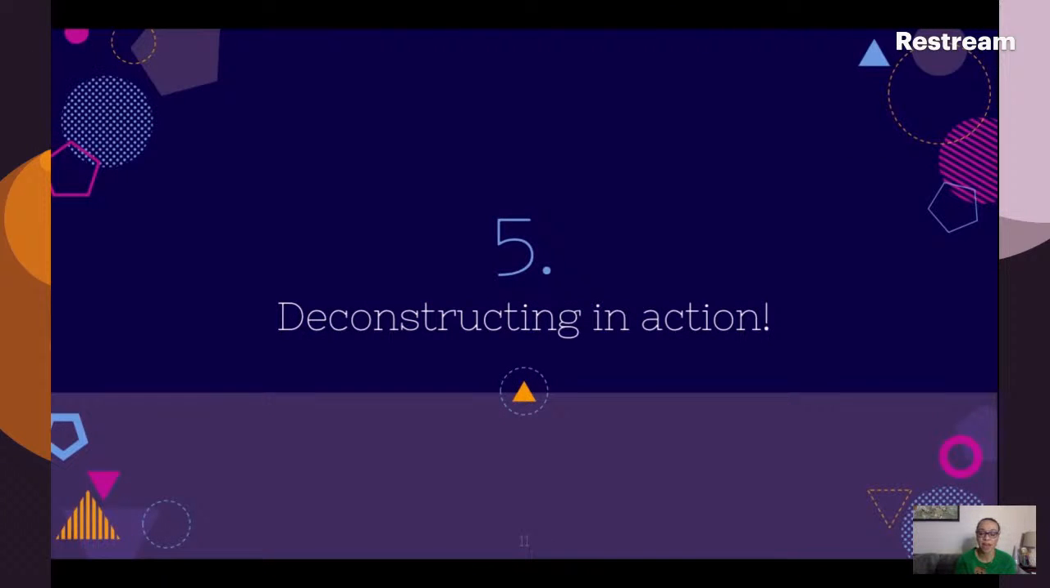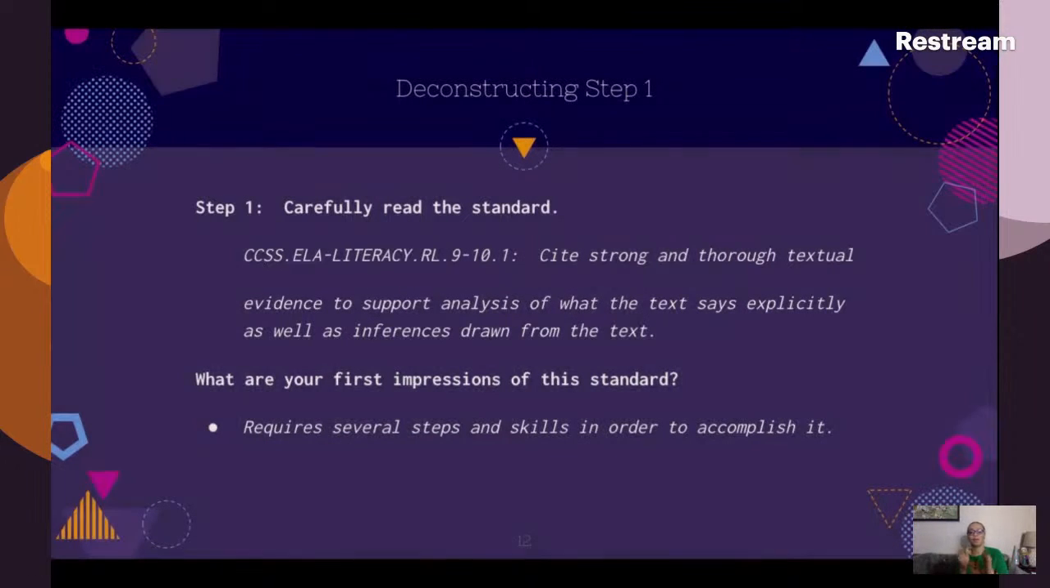So deconstructing in action, this is what it looks like. Now, the first thing that I have here for deconstructing standards, step 1. Step 1 is what, as an English teacher, I used to have my students do all the time when we were reading. You need to carefully read your standards. So it's just taking a moment to read the standard, to take it all in, to really try to see what exactly you're dealing with. Okay, so it's that no pressure step, right?